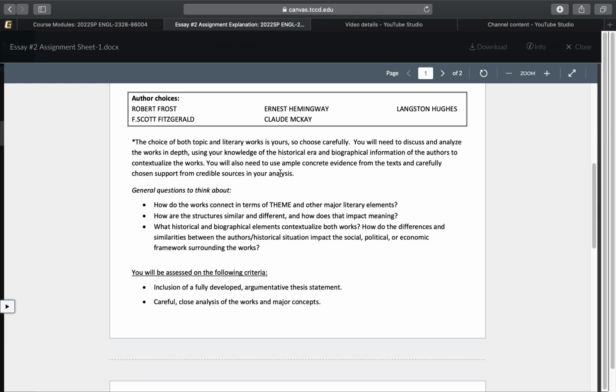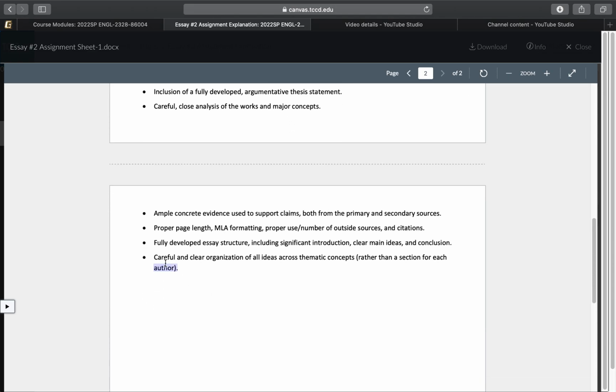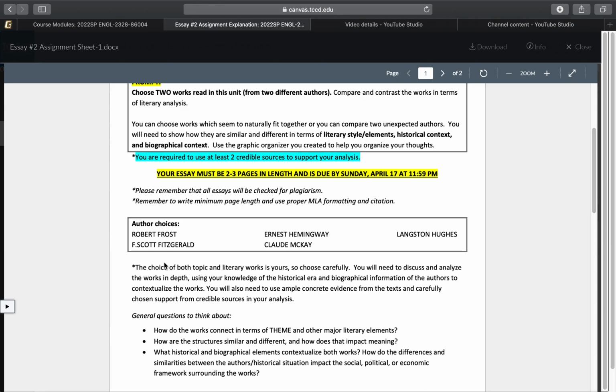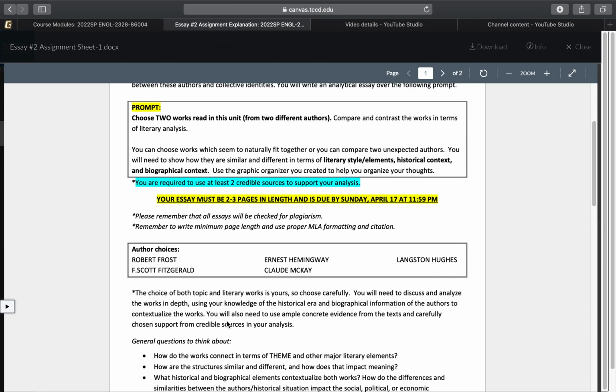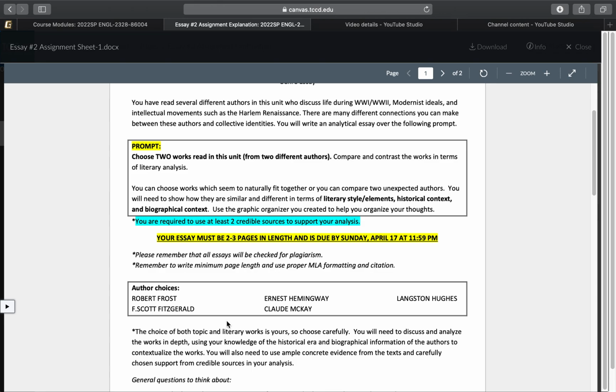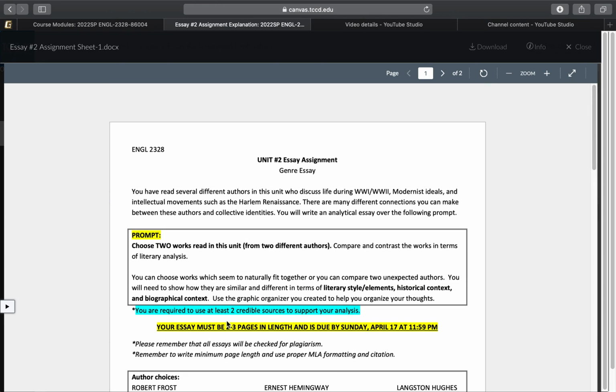Whether you're talking about the similarities or the differences, that's up to you. But what you don't want to do, and I'll say it again, you don't want to have one paragraph for one author, one paragraph for the next. You want to mix them across thematic concepts or ideas, your main ideas, and that's really a higher level of argumentation.